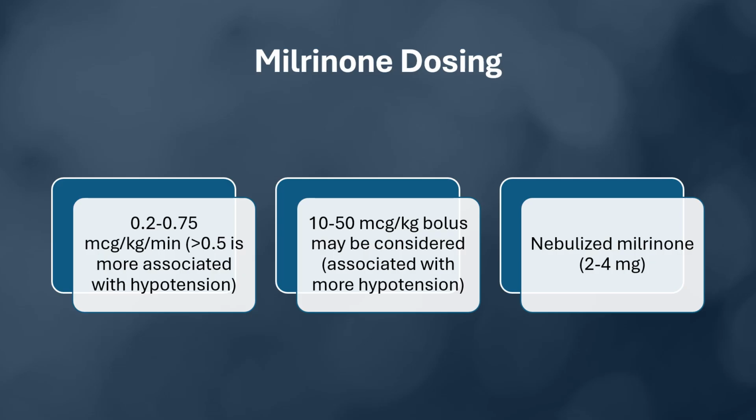Milrinone can be administered as an infusion, as a bolus, and as nebulized milrinone. Higher doses are associated with systemic hypotension. Bolus doses sometimes can be considered to achieve steady state faster, but again, they're more likely to cause hypotension. Of note, it is believed that nebulized milrinone has very little effect on systemic blood pressure and may be preferred for this reason.